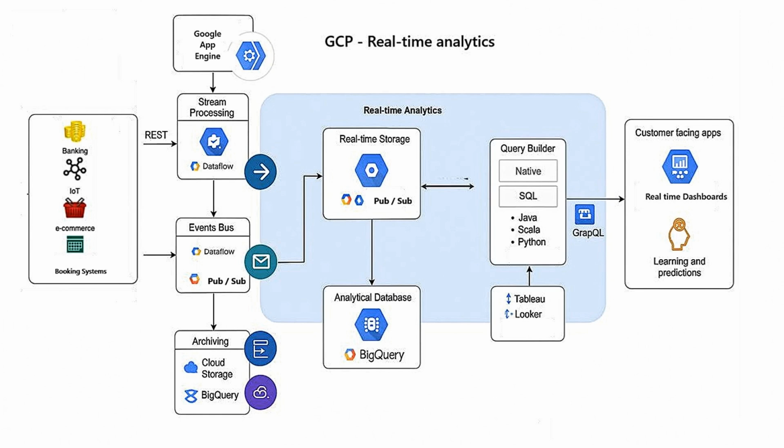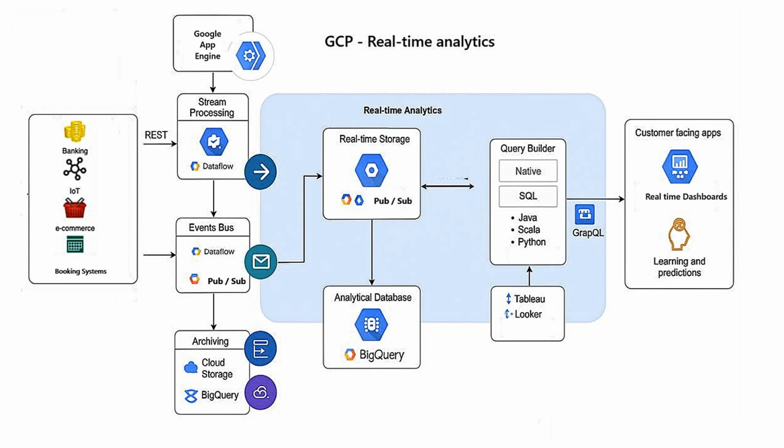One path seems to go straight towards stream processing. This might be data coming via APIs, maybe managed by something like App Engine, and then it gets fed right into Dataflow. Ah, Dataflow, GCP's processing service. But here, it's not just batch jobs, it's handling data as it streams in. Precisely. It's doing the transformation, maybe enriching the data, cleaning it up, all on the fly as it arrives.